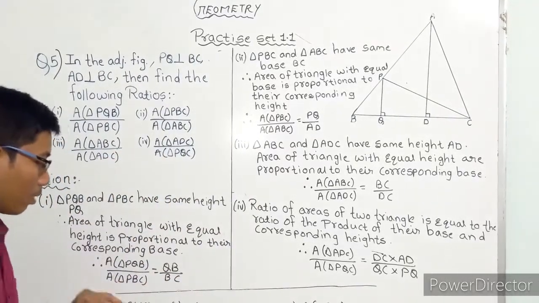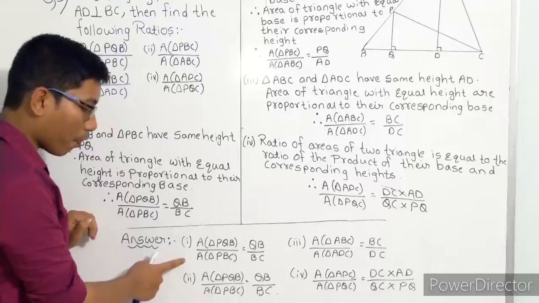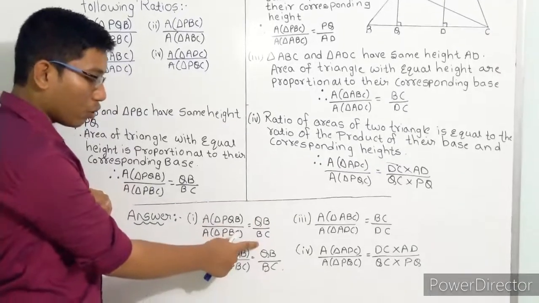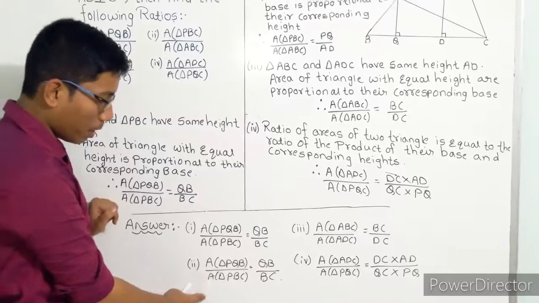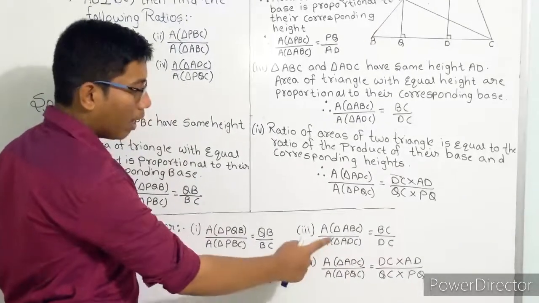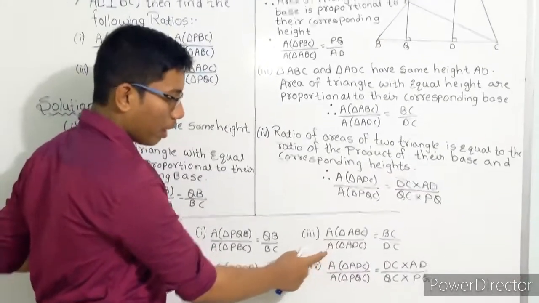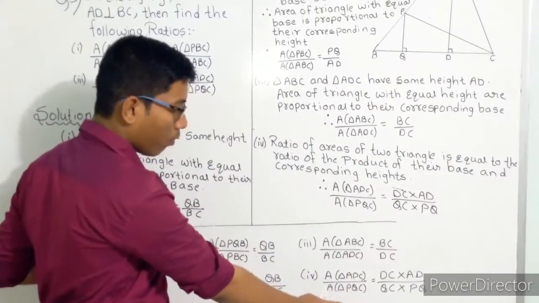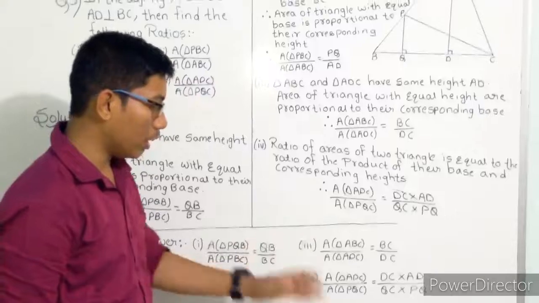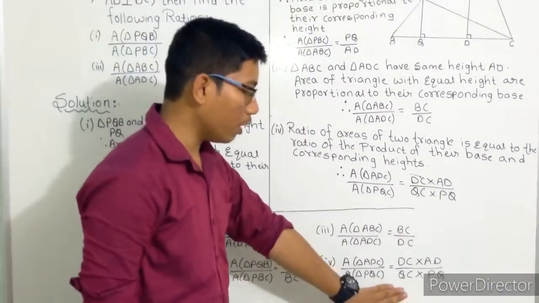Next, we write the answers. First one, area of triangle PQB upon area of triangle PBC is equal to QB upon BC. Area of triangle PBC upon area of triangle ABC is equal to PQ upon AD. Area of triangle ABC upon area of triangle ADC is equal to BC upon DC. And area of triangle ADC upon area of triangle PQC is equal to DC into AD upon QC into PQ.